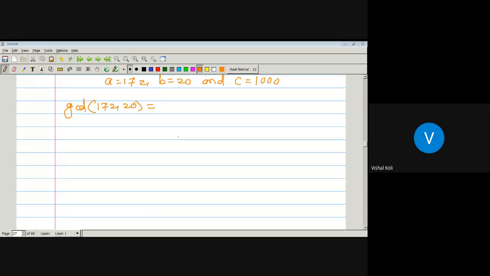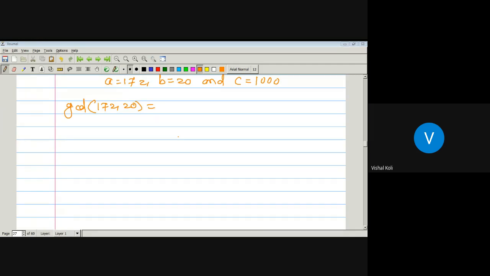If we use the previous theorem, whenever x naught, y naught is a particular solution, then we can find all its remaining solutions. x dash is equal to x naught plus b upon d into t, and y dash is nothing but y naught minus a upon d into t. It means we require the values of x naught and y naught, and for that we have to use Euclid's algorithm.